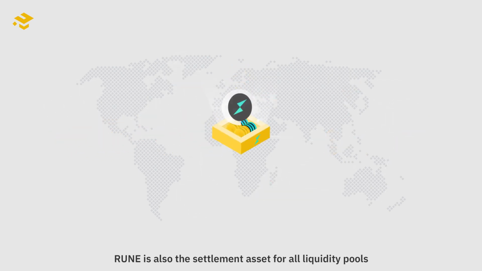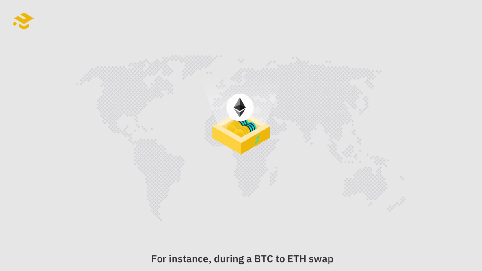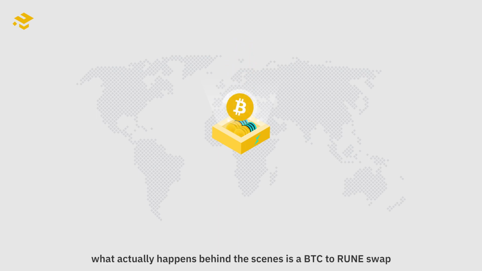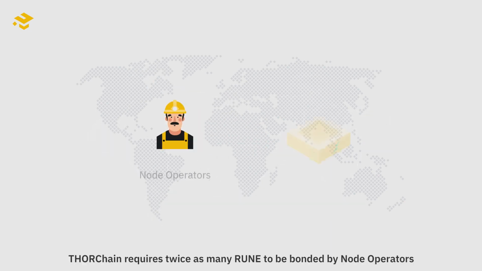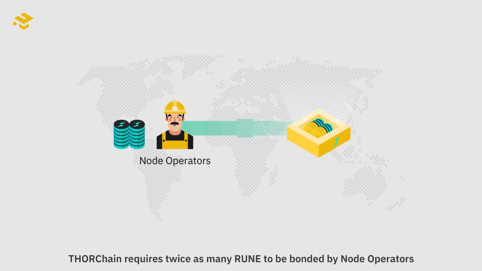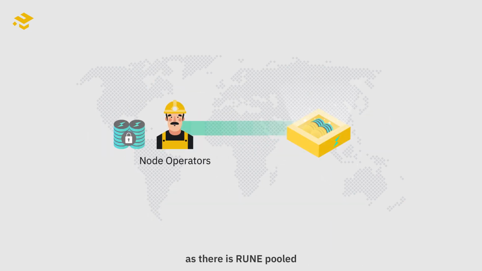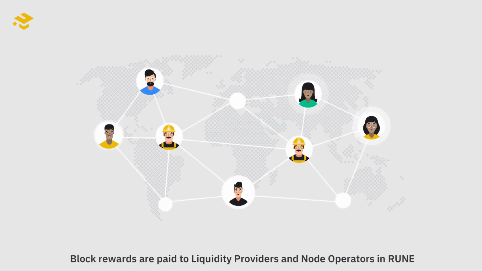RUNE is also the settlement asset for all liquidity pools. For instance, during a BTC to ETH swap, what actually happens behind the scenes is a BTC to RUNE swap and then a RUNE to ETH swap. For security purposes, THORChain requires twice as many RUNE to be bonded by node operators as there is RUNE pooled. Block rewards are paid to liquidity providers and node operators in RUNE.